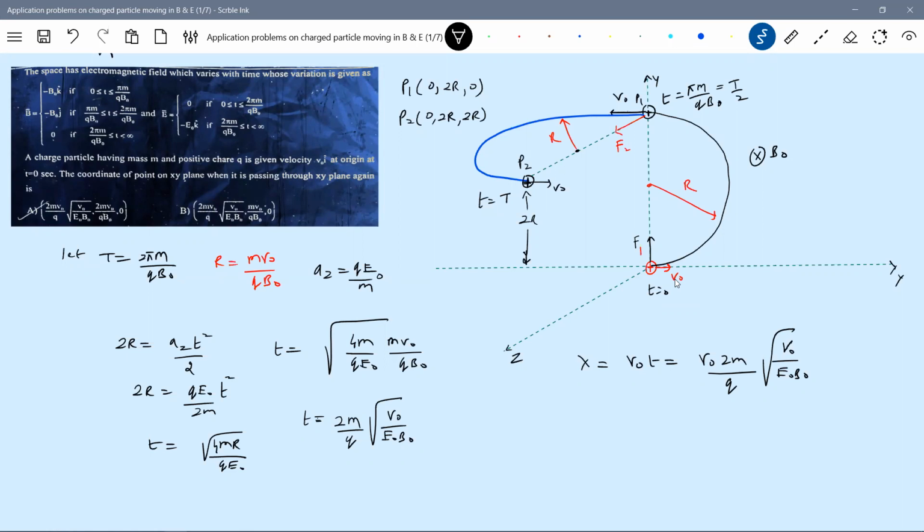What shall I go for it? This will be the x coordinate. Y coordinate is already 2mv, you know, so therefore I'll write it. This will be a further simplification, 2mv naught q e naught b naught. Now what about the y coordinate? Y coordinate is 2r, which is equal to 2mv naught by qb naught.